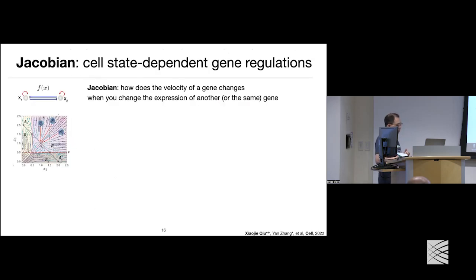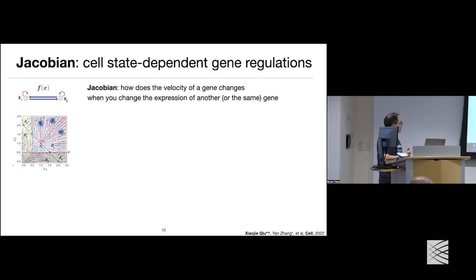So next, I'm going to highlight an important concept, the RNA Jacobian, and demonstrate how we can use it to reveal cell state dependent gene regulations. So again, here we use this toggle switch model. In plain language, the Jacobian is just saying how the velocity of a gene changes when you change the expression of another gene. And the important thing is that you do need a vector field to do this kind of calculation, because even if you can estimate the velocity accurately, you cannot take the derivative until you have a vector field equation.